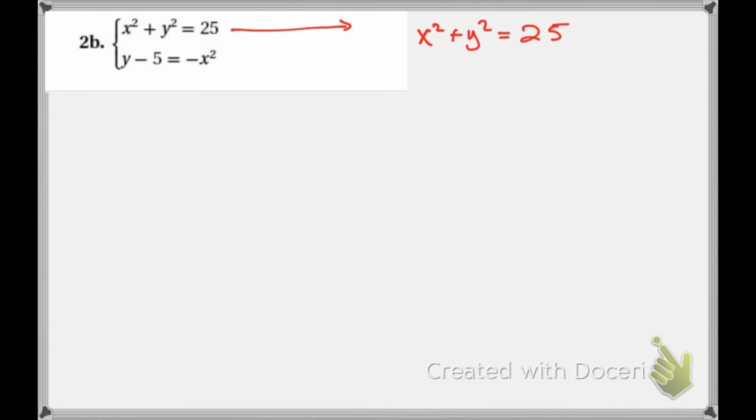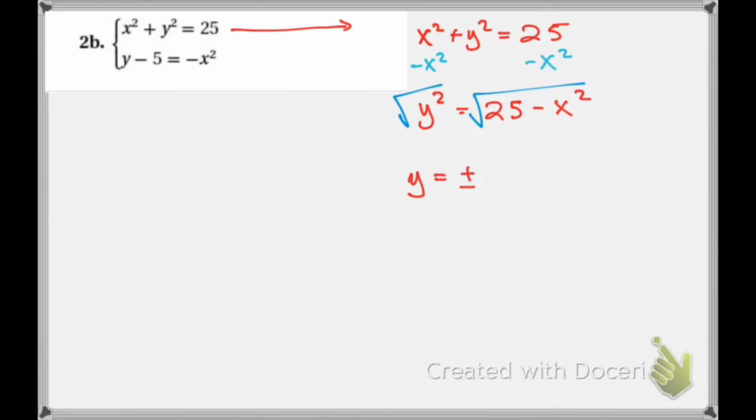I want to solve for y, so I'm going to subtract x squared from both sides. That gives me y squared is equal to 25 minus x squared. Now I have to square root both sides. So that'll give me y is equal to, now it's important to have plus or minus, the square root of 25 minus x squared.